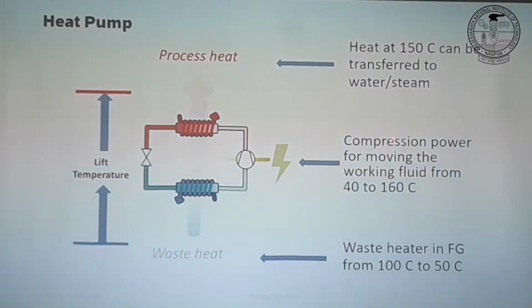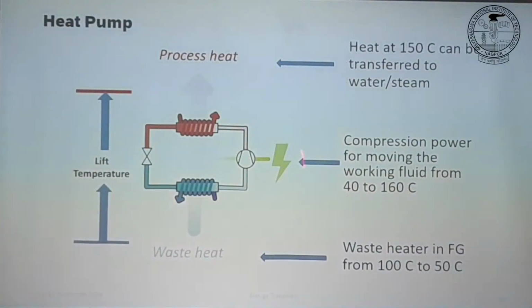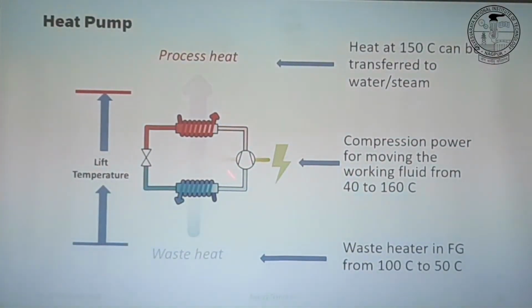50, 20. And if I want to have heat at 150, it must be condensing at 160. Once again, 10 degrees between hot and cold. So my requirement for hot organic fluid is it must vaporize at 40, condense at 160. And the energy we put in is this energy to run the compressor.